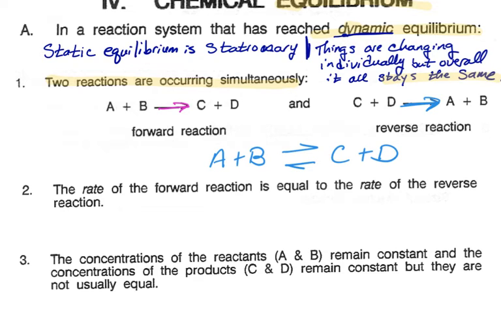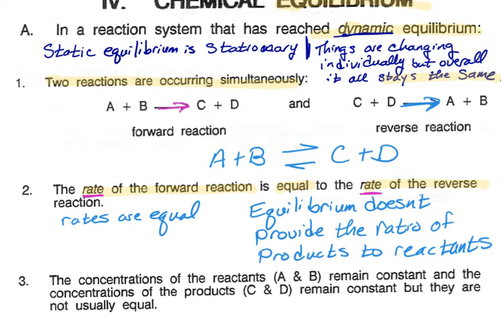The main piece of information we need to know from this is that the rate of the forward reaction is equal to the rate of the reverse reaction. That's all that equilibrium tells us. Equilibrium does not tell us if there's more reactants or products. It just says that the rate going forward is equal to the rate going backwards.